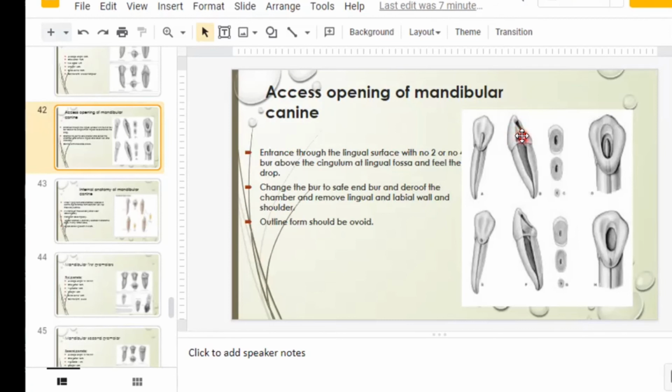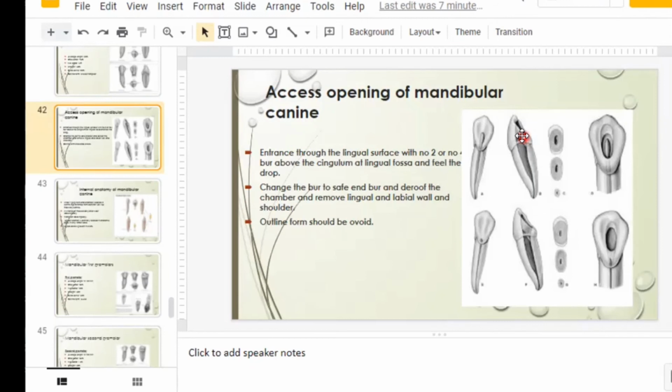This is the important point here. First you have to start at the 45-degree angulation and get the drop. Once you get the drop, then make your handpiece parallel, or else you will end up with perforations.